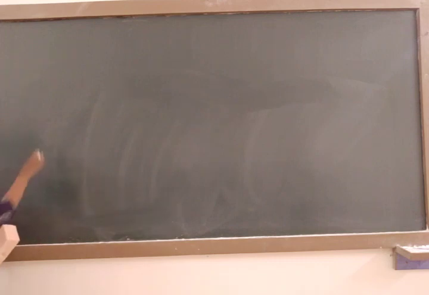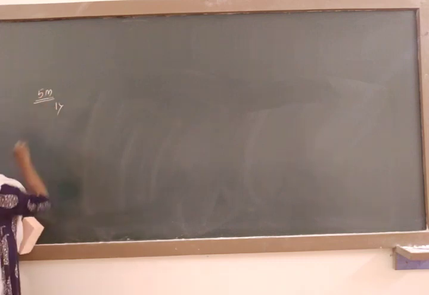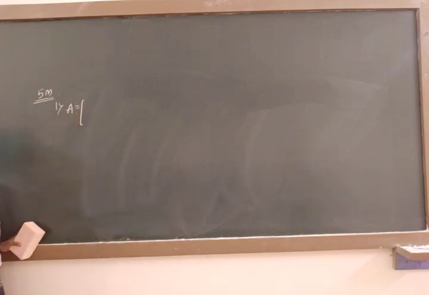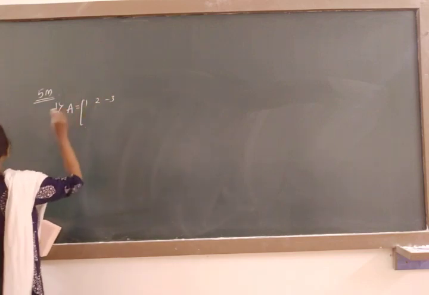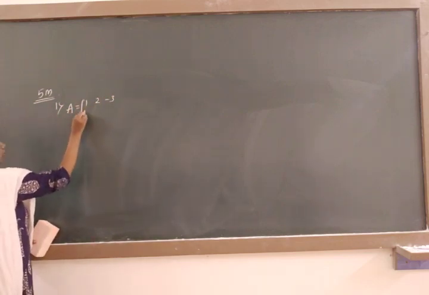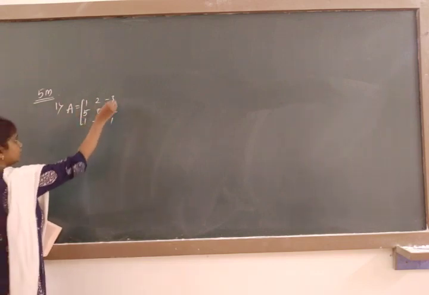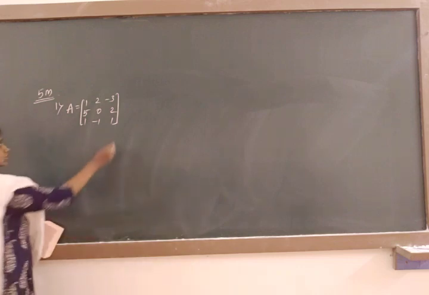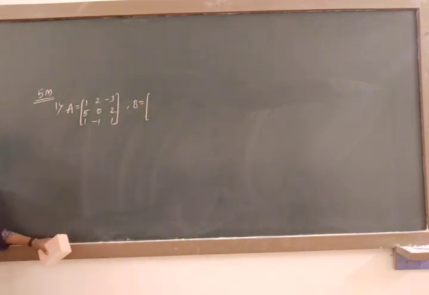So take down the problem. What does that problem mean? You just write the heading: 5 mark list, and question number 1. If A is equal to first row 1 2 minus 3, second 5 0 2, third 1 minus 1 1. This is your A matrix. Next take down B is equal to, what is B?